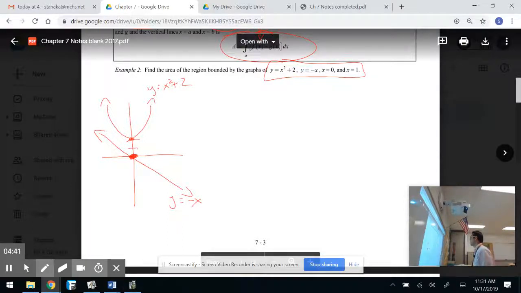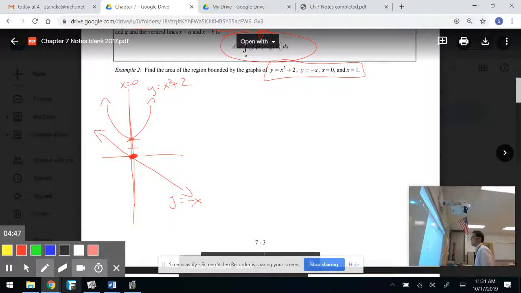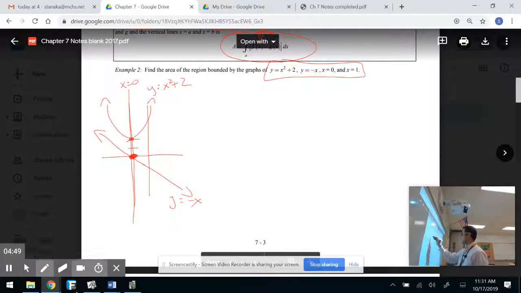And then I'm going to draw a line at x equals 0. Booyah. That would be x equals 0. That's right down the y-axis. And x equals 1. X equals 1. And it wants me to shade that region. Shady, shady, shady. All right.